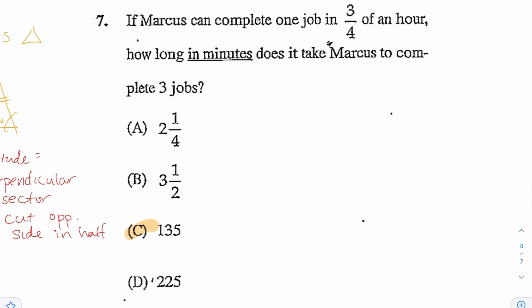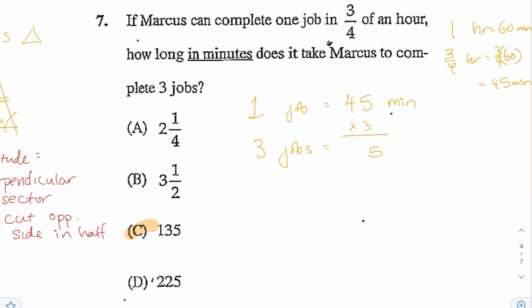Next, for number 7, Marcus can complete a job in 3/4 of an hour. How long in minutes does it take Marcus to complete 3 jobs? So one job is 3/4 of an hour. That's 45 minutes. Remember, 1 hour is 60 minutes. So 3/4 of an hour will be 3/4 of 60, or 45. So that's for one job. You want to know how long it takes to do 3 jobs, so you just want to multiply by 3. And that will give you 135 minutes. And that's choice C.